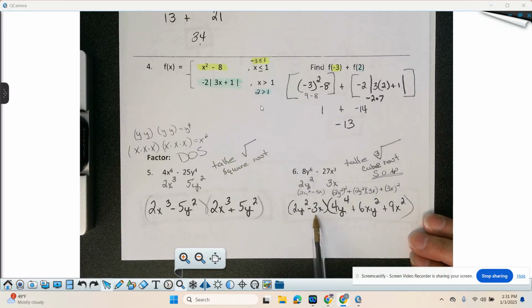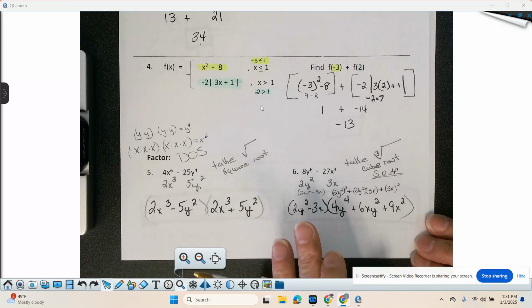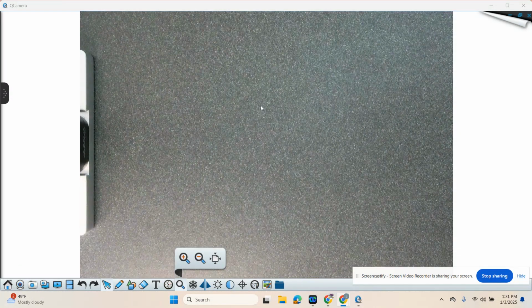2 times 2 is 4, y squared times y squared is y to the 4th. That's where the 4y to the 4th comes from. Multiplying your 3 times 2 is 6, x with x times y squared is xy squared, and then 3x times 3x is 9x squared. And remember, we already did the signs. Same sign, opposite sign, always positive. That was the first page.